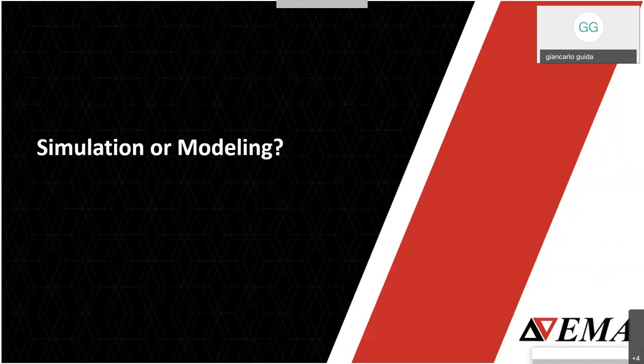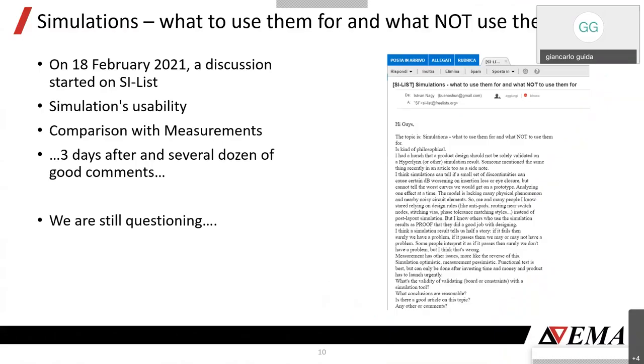The history of numerical modeling in electromagnetics started in the early 70s. So we have 50 years of history. Nevertheless, we're still questioning what modeling is about. What is the value of doing simulation? Nothing happens by chance, and just 3 days before this webinar, on an interesting list on the internet, the signal integrity list, on the 18th of February, they started a discussion: simulation, what to use it for and what not to use it for. It was all about simulation usability and comparison with measurements. And believe me, after 3 days and several dozen good comments, we are still questioning this with many, many good arguments and considerations. So there is still a debate in the community.